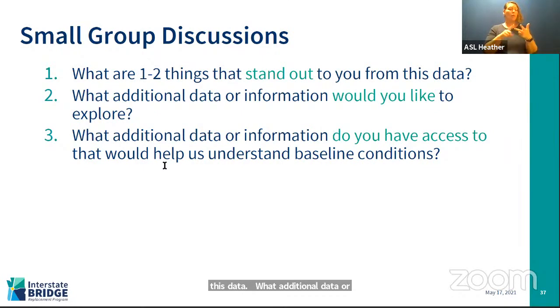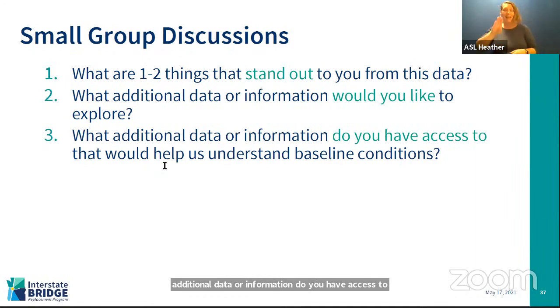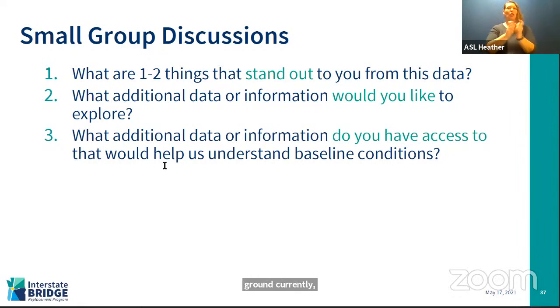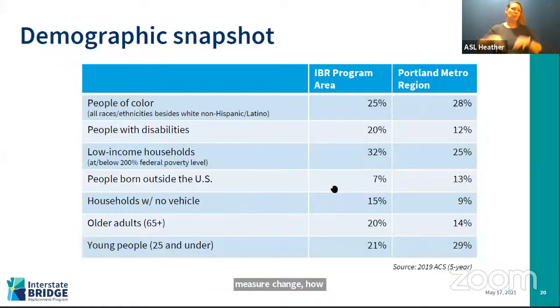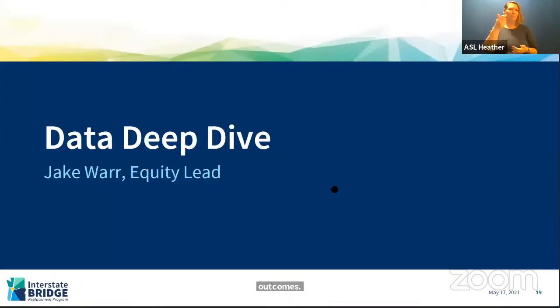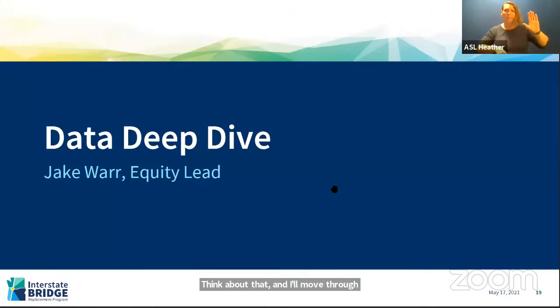And what additional data or information do you have access to that you could bring to the table that would help us understand baseline conditions as they are on the ground currently, but also moving forward, how we can measure change and positive equity outcomes? So be thinking about that as I walk through these, and please feel free to stop me with clarifying questions. I'm going to try to spend maybe 15, 20 minutes on this, but hopefully get to the group discussions as quickly as possible.